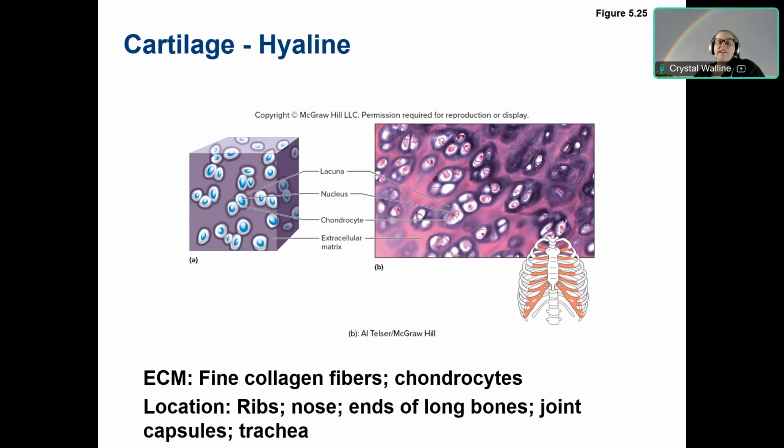Hyaline cartilage contains lots and lots of these little thin collagen fibers. And the main cell here is the chondrocyte. So that's why it doesn't get grouped in the proper connective tissues, because the main cell is not the fibroblast. You find hyaline cartilage in a lot of different areas in the body, including the ribs, the nose, the ends of the long bones, certain joint capsules, and the trachea.